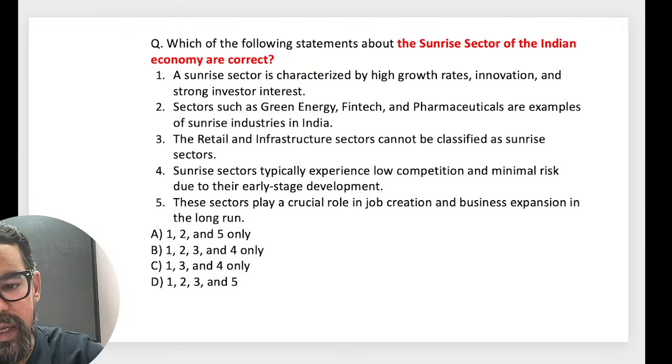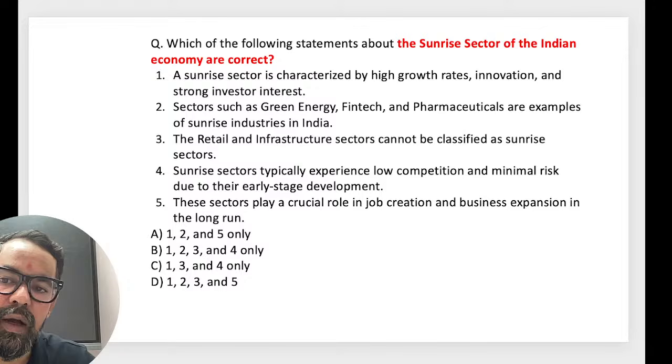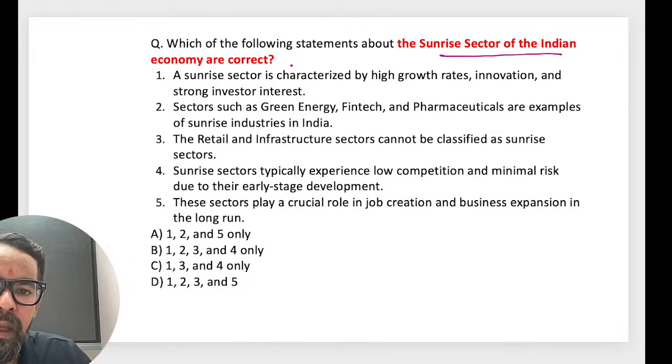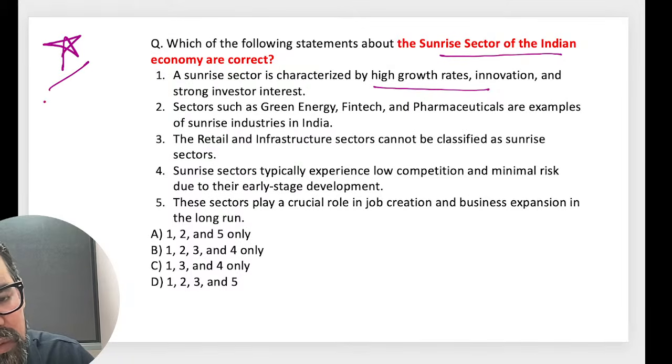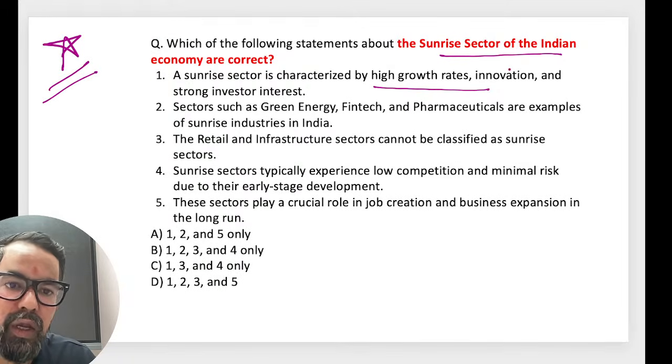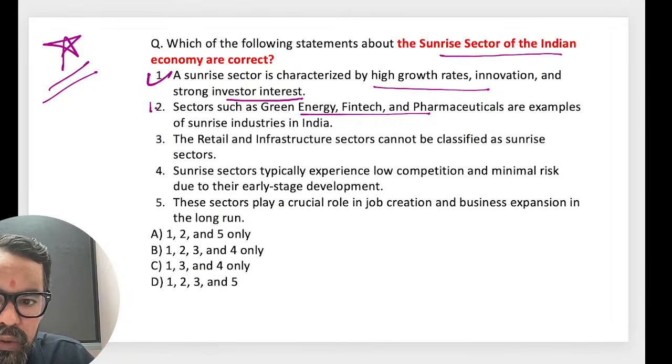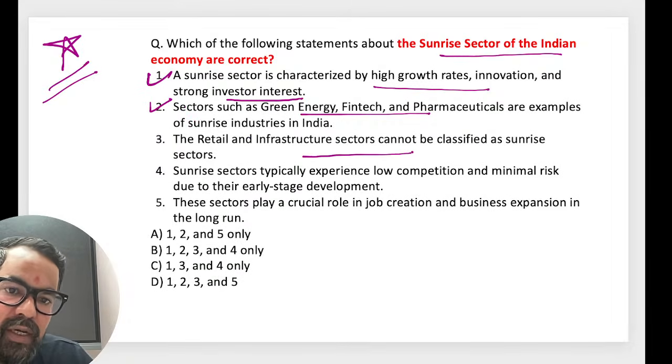So next question is around the sunrise sector, sunrise sectors of the Indian economy. A sunrise sector is characterized by high growth, 100% you will see one question around this. Innovation and strong investor trust. Sectors such as green energy, fintech, pharmaceuticals are examples of this, true. Third, retail infrastructure can also be categorized under this one.